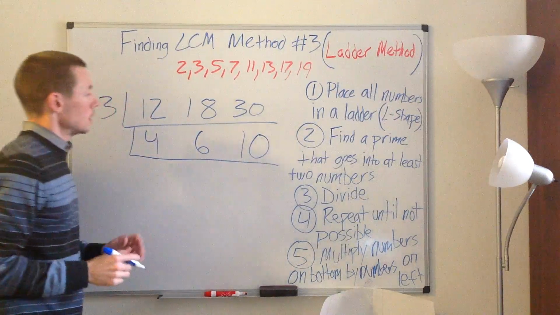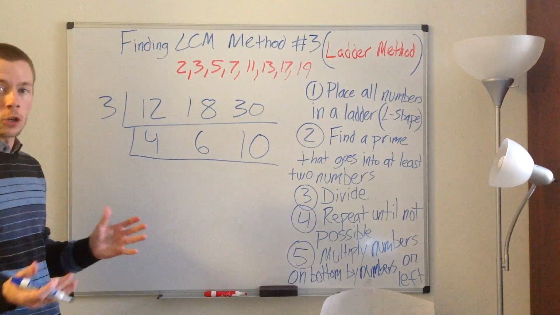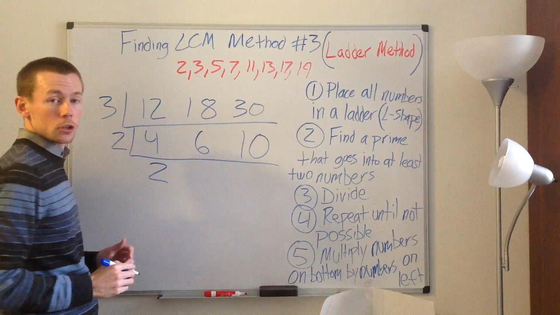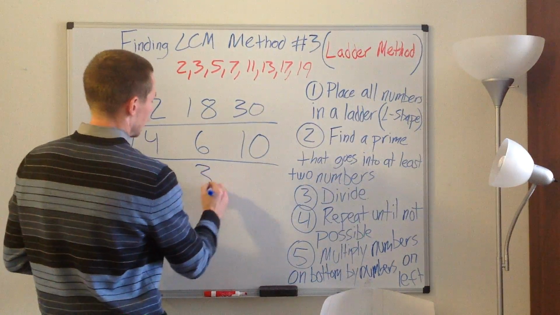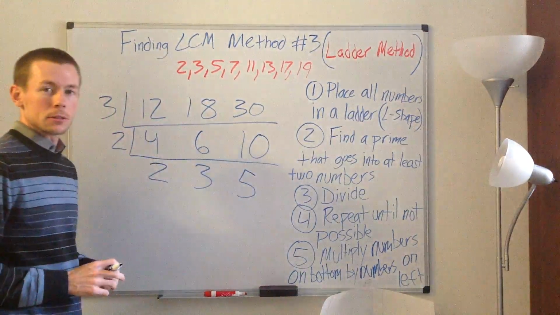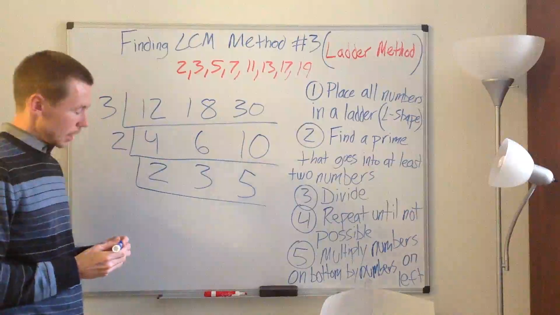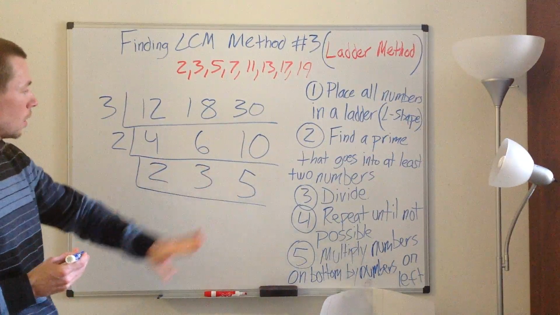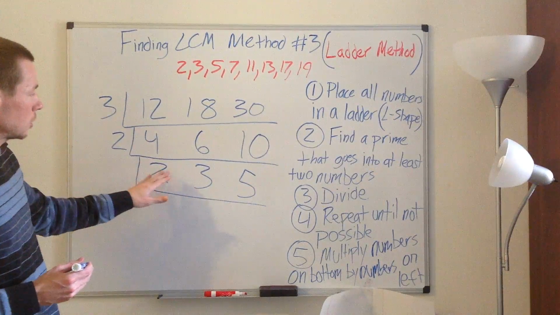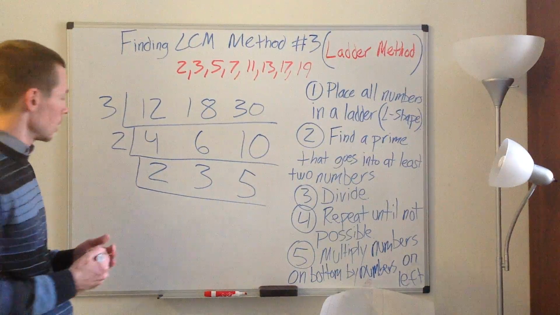Draw your ladder. Now, is there a prime that goes into at least 2 of those? Yeah, now it's 2. 2 goes into 4 twice, 2 goes into 6 3 times, and 2 goes into 10 5 times. Draw the ladder again. Is there a prime that goes into all 3 or at least 2 of those? No. 2 goes into 2, but not 3 and 5, and it's a similar story for the other 2 numbers.